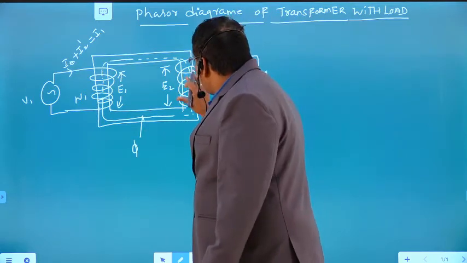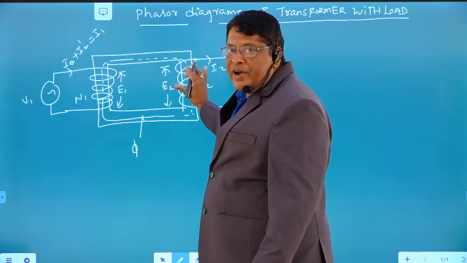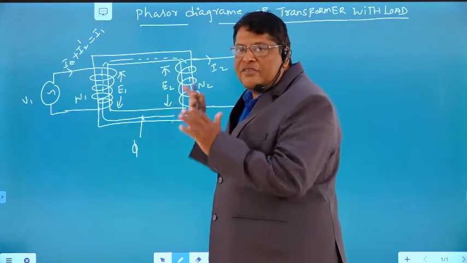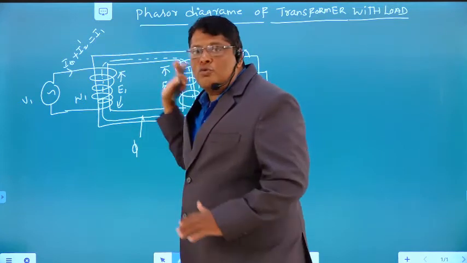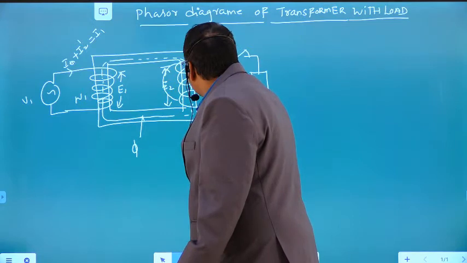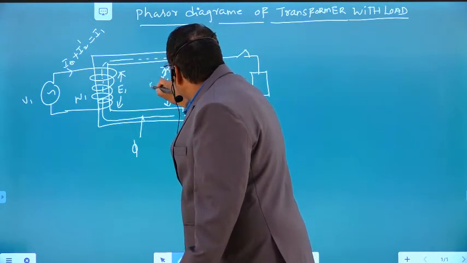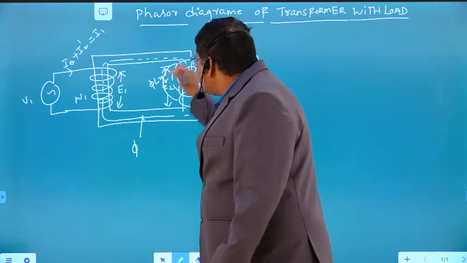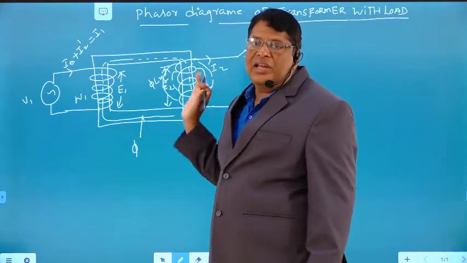Whenever current flows through the secondary, flux is created by the secondary winding. Not all of it flows through the core. Some amount of flux will take a path in air and link with its own turns. This is nothing but the secondary leakage flux. It comes into the picture only when current is flowing through the secondary winding.